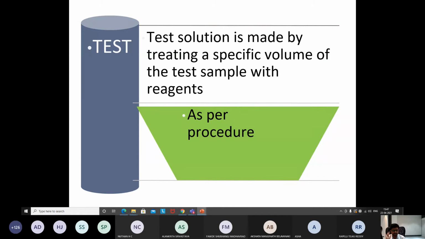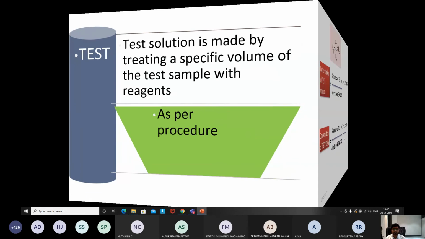And we will be doing those reactions as per the protocol. Suppose you are estimating urea, the protocol will be different and the reagents will be different. If you are estimating glucose, the protocol and all these reagents will be different, and the particular wavelengths are also different based on the color which that particular chemical reaction is going to produce.